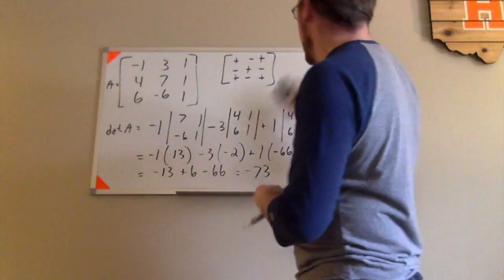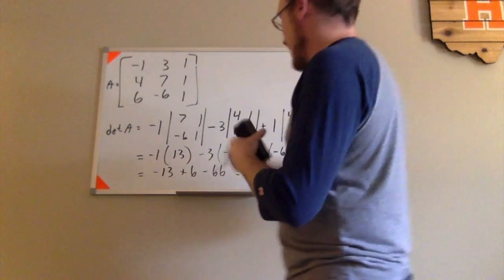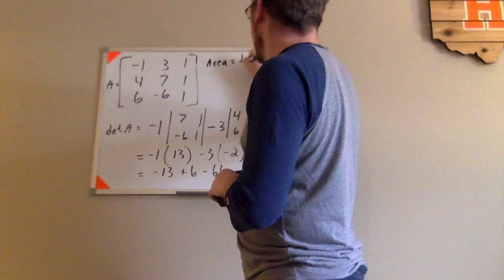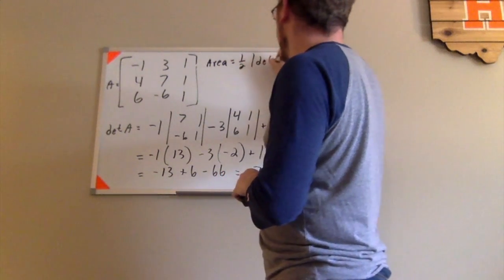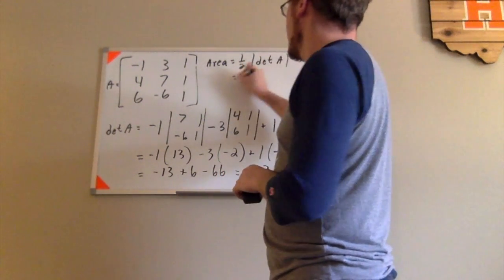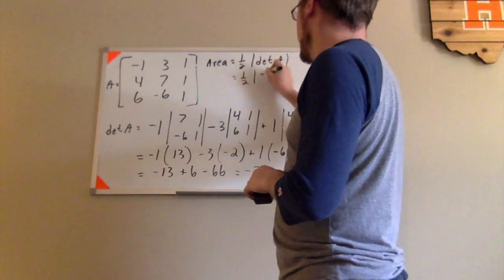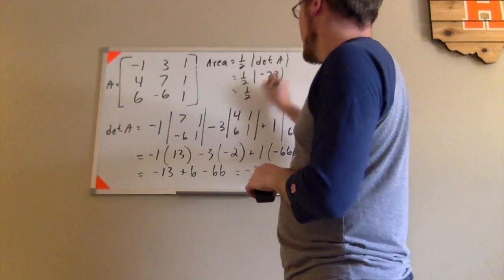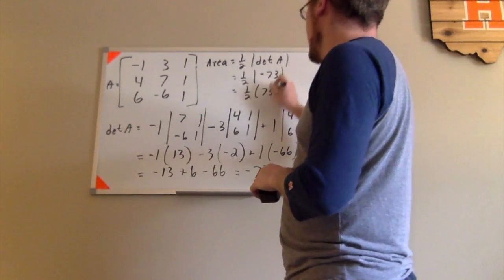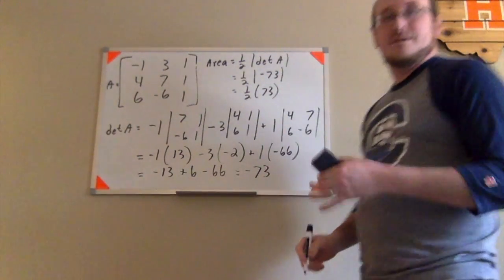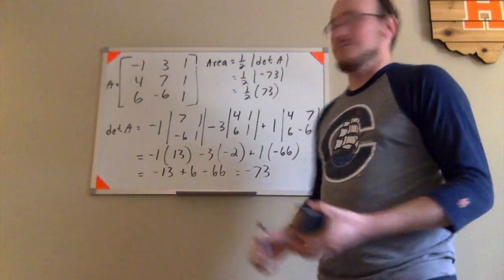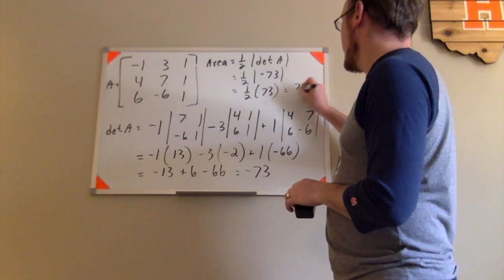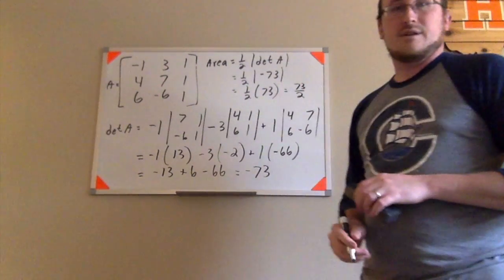Now that I know that, the area is equal to 1/2 the absolute value of the determinant of that matrix. So I have 1/2 times the absolute value of -73. The absolute value of -73 is 73. And half of 73, I could write that as a decimal, but I'm just going to leave it as a fraction. That would be 73 halves, like that.